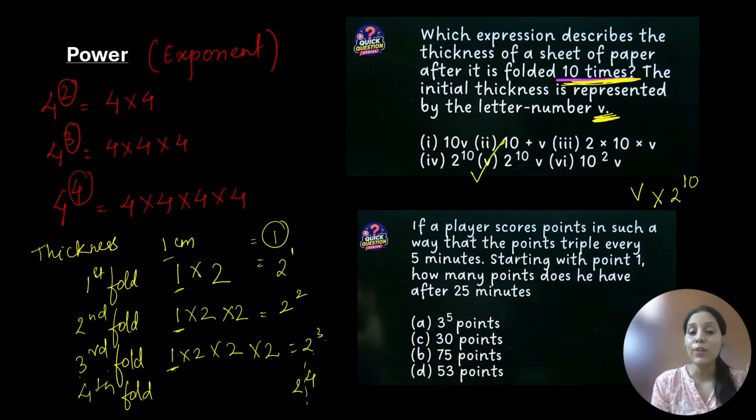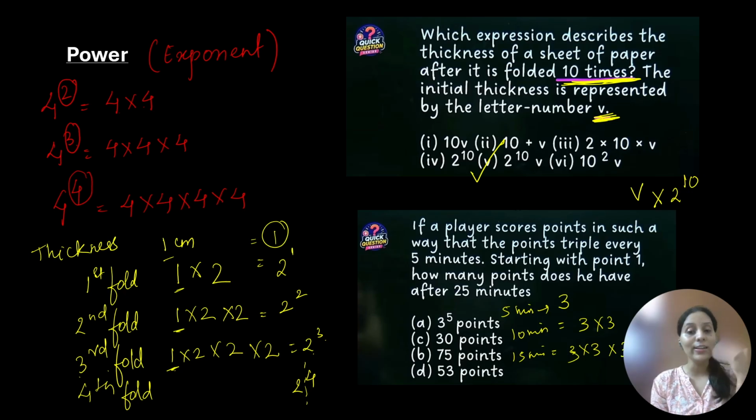Now, similarly, if a player scores points in such a way that the points triple every 5 minutes. In the first 5 minutes, it is 3. Now, the next 5 minutes, meaning 10 minutes, it will become 3 into 3. So from the original, it is tripling, into 3. Now at 15 minutes, it is going to become 3 into 3 into 3, again tripled from the previous, into 3. So it goes 3 power 1, 3 square, 3 cube, and so on.